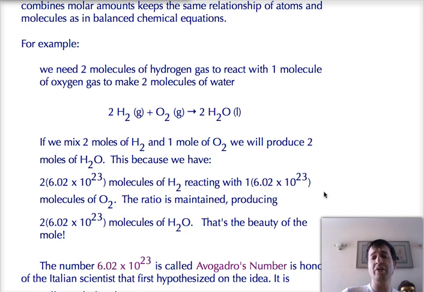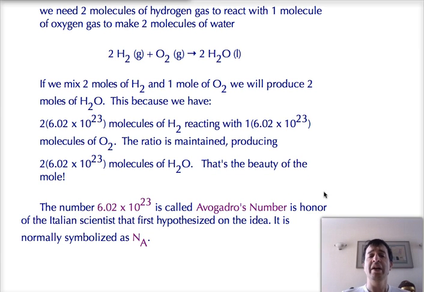Now, this special number, 6.02 times 10 to the 23rd, was discovered much later, sometime in the 20th century. But it's given the name Avogadro's number in honor of an Italian chemist, Amedeo Avogadro, who in the 1800s proposed the idea that equal amounts of gases would have the same number of particles, and that's the main core idea of the mole.